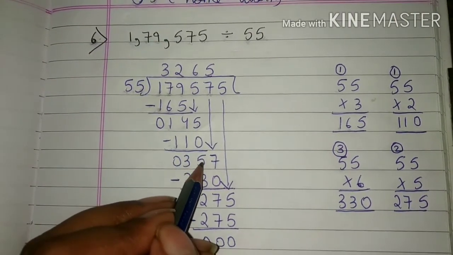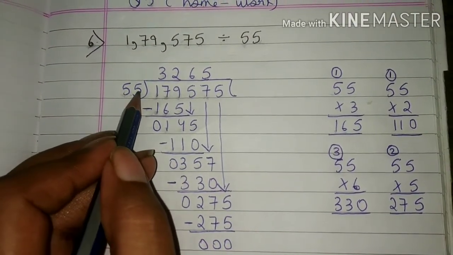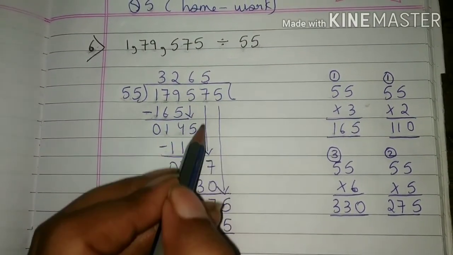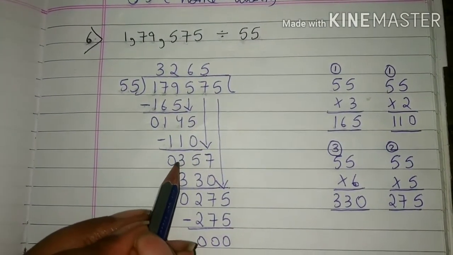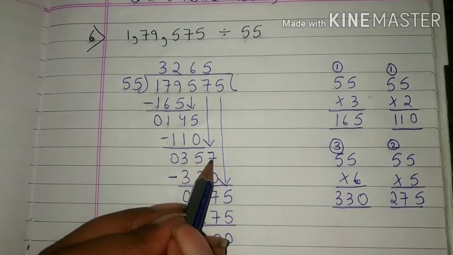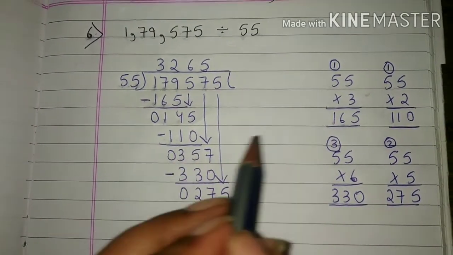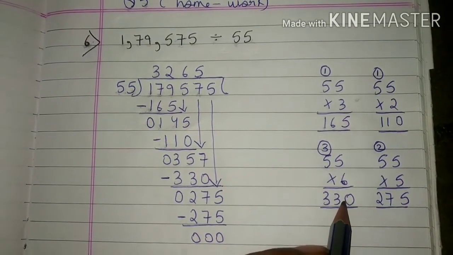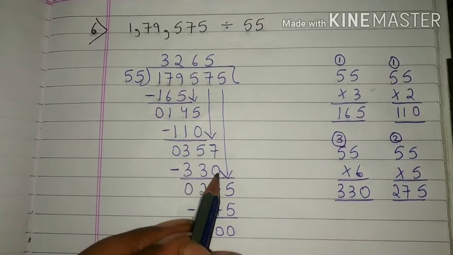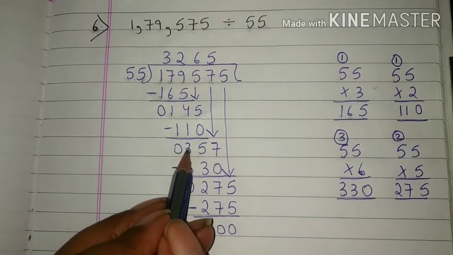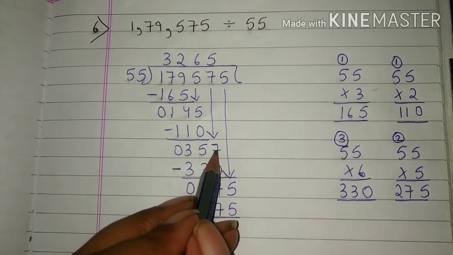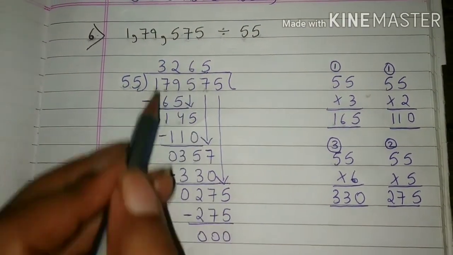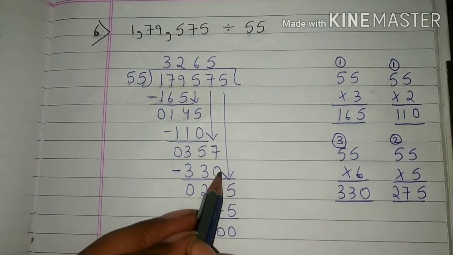Students, 35 is smaller than 55. So we will carry down next digit, that is 7 here. Now number becomes 357. Students, 55 into 6 is 330 and 330 is just smaller than 357. So we will consider 55 into 6 is 330.